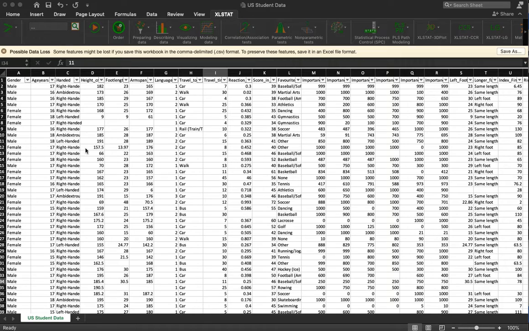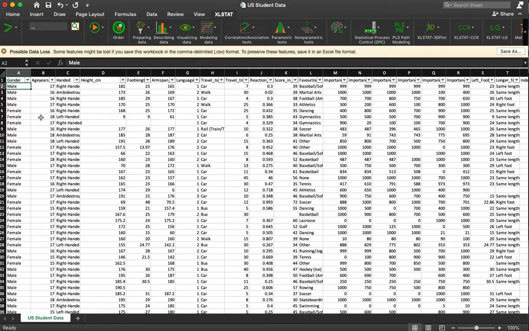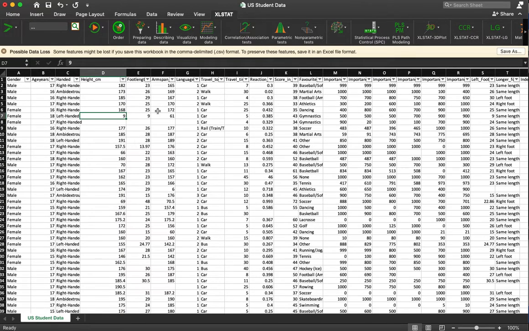Just of US students. We have a whole bunch of attributes about them: their gender, age, what hand is dominant, how tall they are. You can see some real bad data quality problems here. How tall is this woman? She is 9 centimeters tall. It's really frustrating data quality issues.